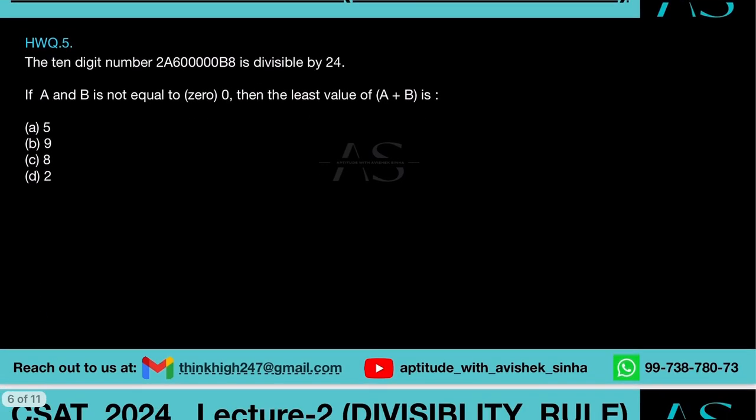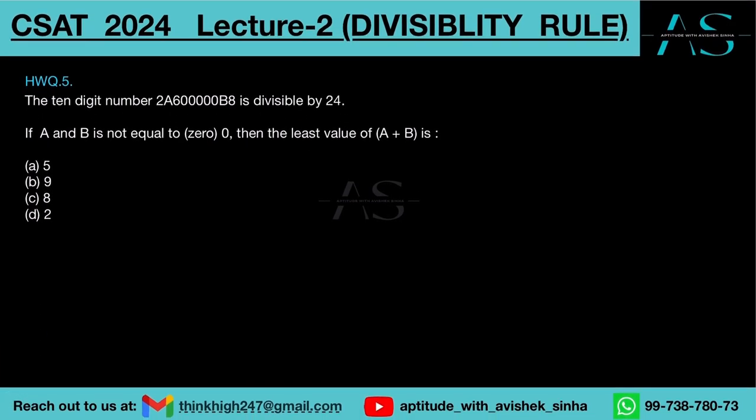Right? All right. Question 5. The 10-digit number is divisible by 24. 24 means it must be divisible by 8 and 3 both. Starting with the rule of 8, let's take out the last 3 digits. What do we have? 0B8. Now, what could be the possible value for B to make it a multiple of 8?